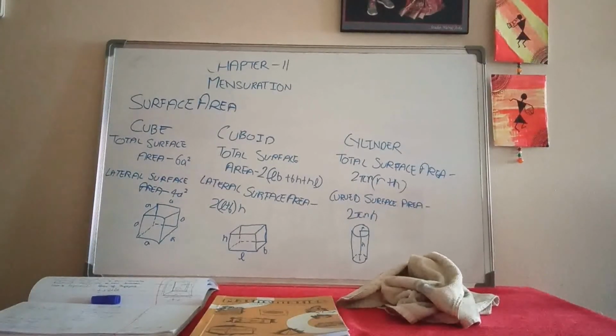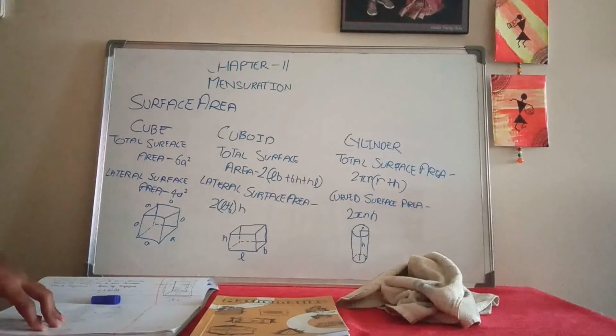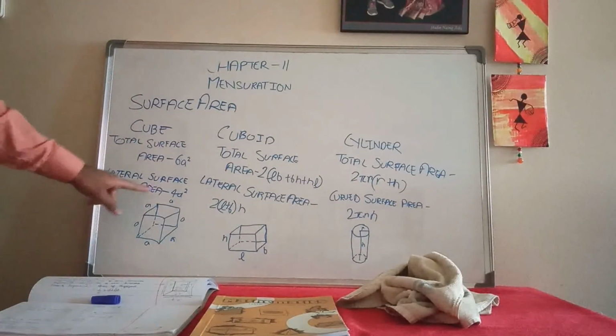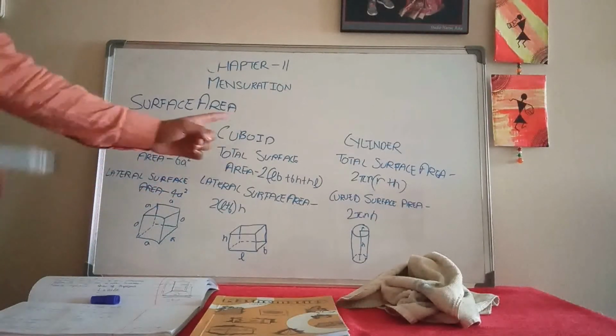And when we talk about lateral surface area, for example, we want to paint only the walls. Walls don't include the floor and the ceiling, and walls include our left, right, front, and back. So when we want to paint all 4 sides, it becomes 4a square, because a square is the area of one face and 4 because there are 4 walls in a cube. So 4a square.